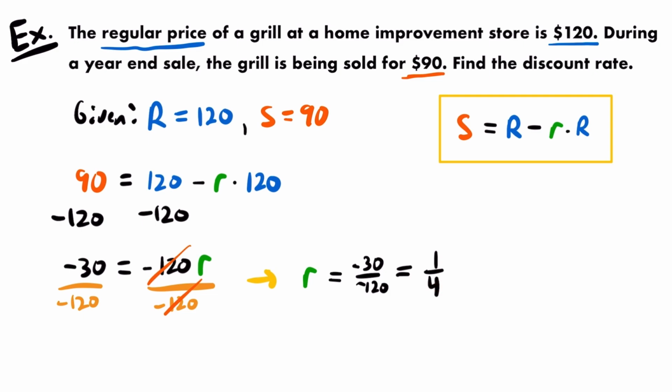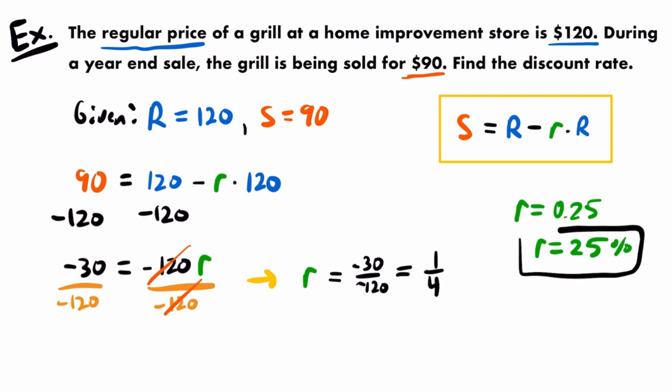which would be the discount rate represented as a fraction, but typically we like to express a discount rate as a percent. All right, so you may have this memorized that 1/4 is the same as 25%. So what we find here is that R is equal to 0.25 as a decimal, or really R is equal to 25%. That would be the answer to this problem.